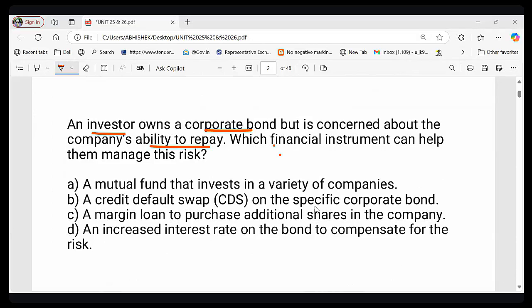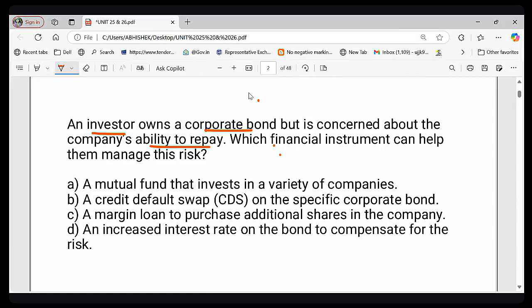Okay, fine. Some people are saying option B. So let's understand what the correct answer is in the simplest way possible. Imagine that you have lent money to a friend by purchasing their corporate bond. But you are worried, what if they fail to pay you back? So you decide to buy a kind of insurance to protect yourself from the loss.